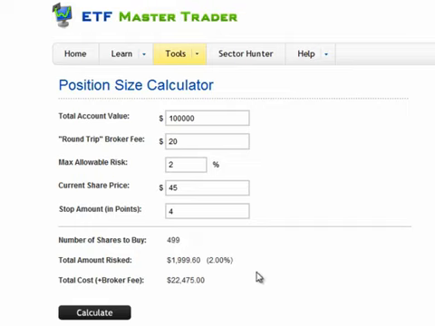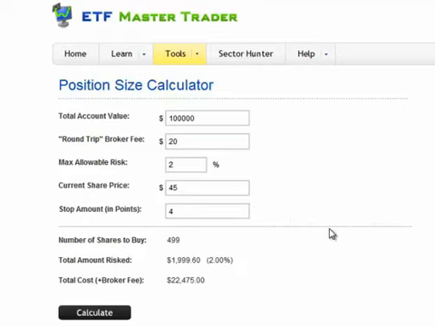So right off the bat, when you're questioning how much you should put into this trade, you can immediately come here and determine exactly how much money you should be putting into the trade. Remember, what you've got to do first is figure out where your stop loss point is, and what percentage of your total portfolio you're willing to risk. Simply plug in the numbers and you'll know exactly how many shares you can buy.